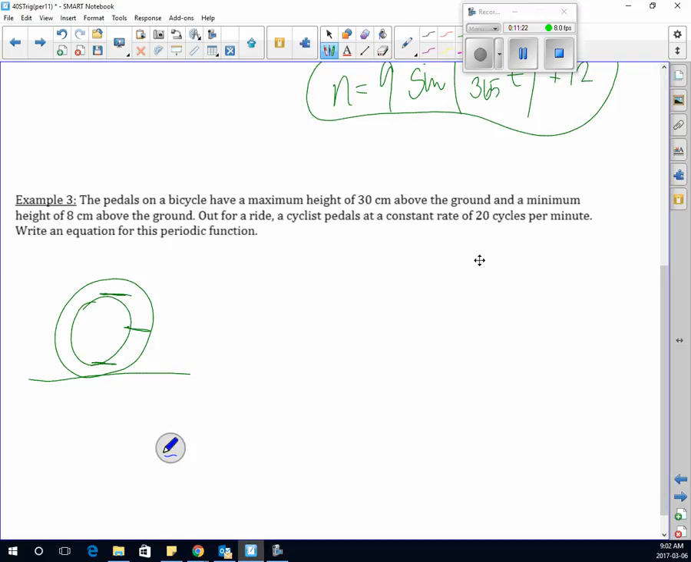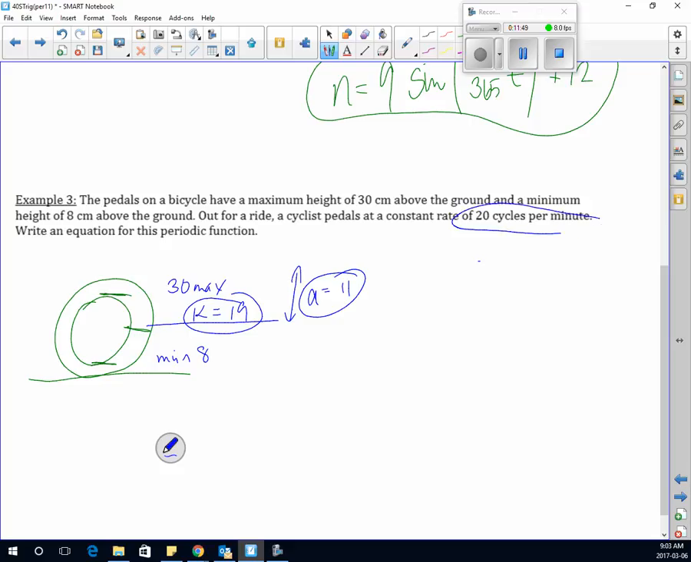Okay, maximum height is 30. And the minimum height is 8. So what's my median? 19. How do we get that so fast? Add them up, divide by 2. Right? Okay, that means my amplitude is 11.